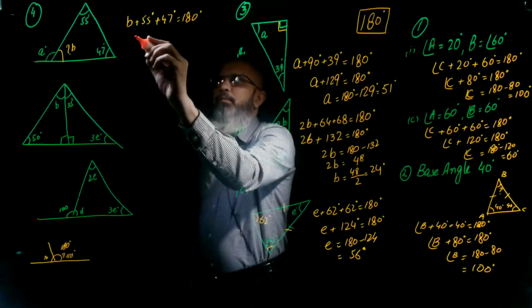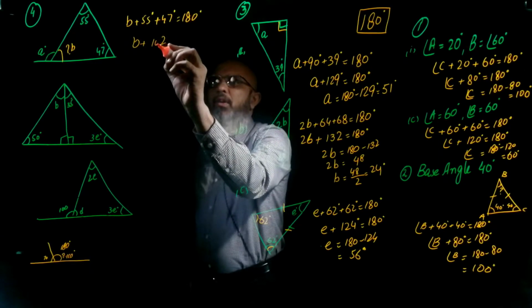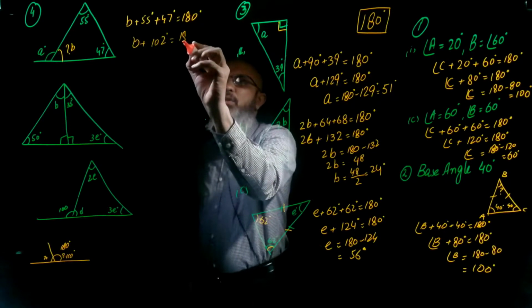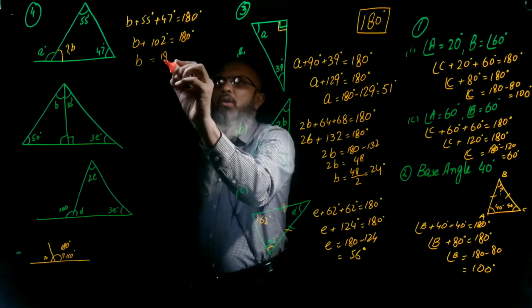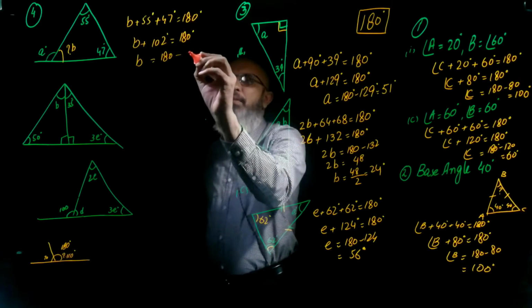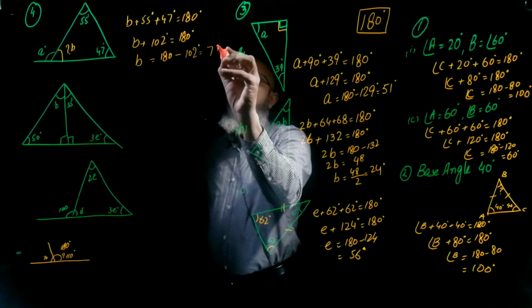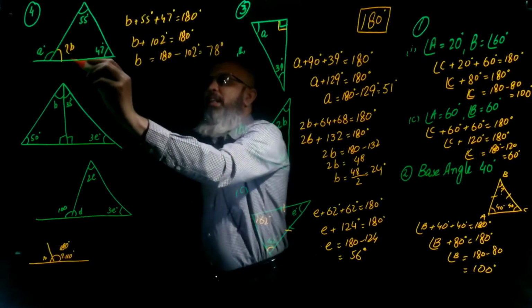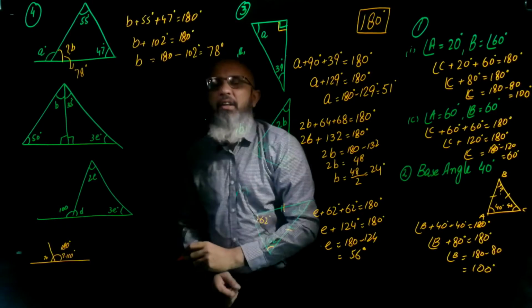So add these two, what do you get? Plus 102 degree is equal to 180 degree. So B is equal to 180 minus 102 degree. What do you get? You will get 78 degree. Means this angle is 78 degree, right?